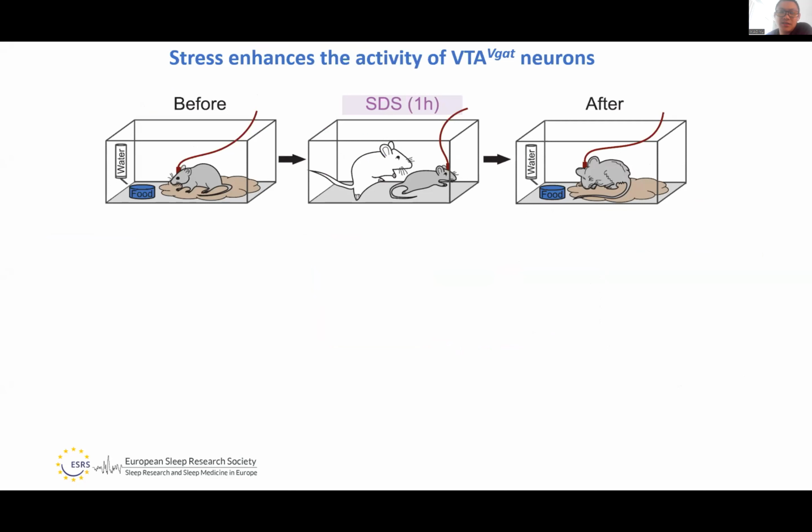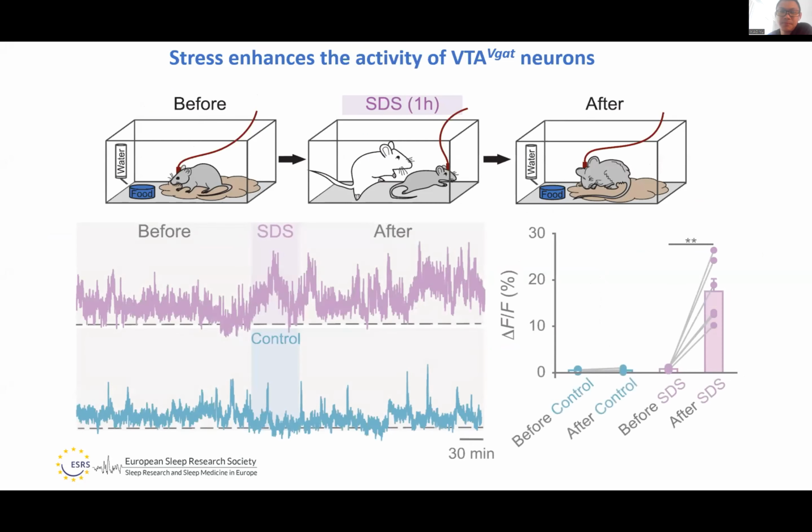We also looked at the long-term effect of social defeat stress on VGAT population activity. Very interestingly, we found the baseline activity of these cells was elevated during the stress period. And the average population activity was enhanced after social defeat and persisted for about 5 to 6 hours, which suggests stress remodels the activity of those VGAT populations in the VTA, and the enhanced activity following stress allows these cells to maintain their function of sleep induction.